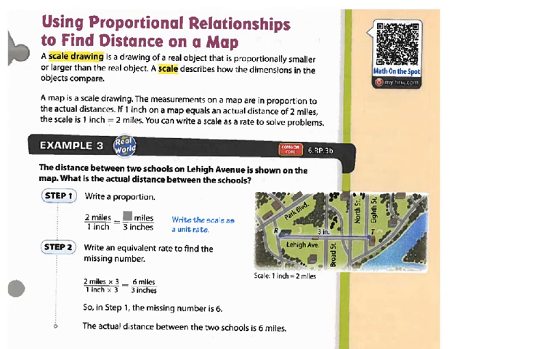What is the actual distance between the schools? Write a proportion. They're telling you that 2 miles is 1 inch. So that's what your proportion is: 2 miles is 1 inch. Now they're saying blank miles is equal to 3 inches. That's what this side is saying.